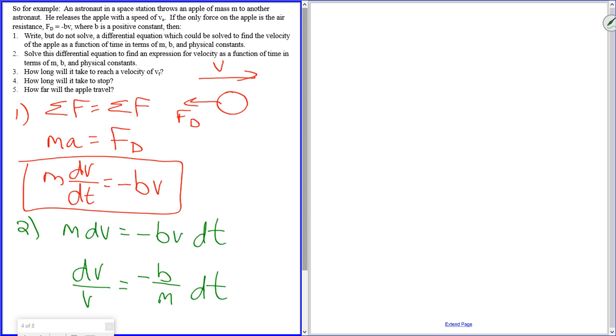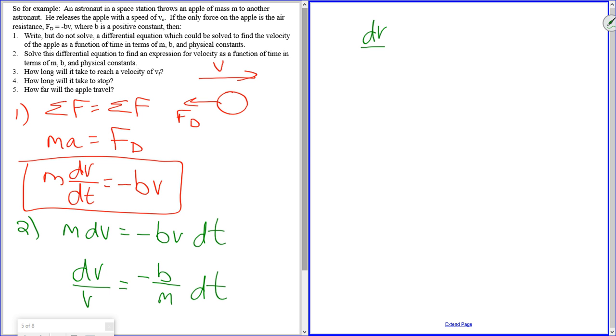All right, cool. So now what I'm going to do is take this mess and integrate both sides of it. So I'm going to rewrite the exact same expression, but I'm going to stick a little integral sign in front of it. Except I'm going to do it the right way instead of the wrong way. So dv over v equals negative b over m dt. And I'm going to put an integral sign here and here. Why did I put it there for the dt? Because the b over m is constant, so it doesn't affect anything, right?